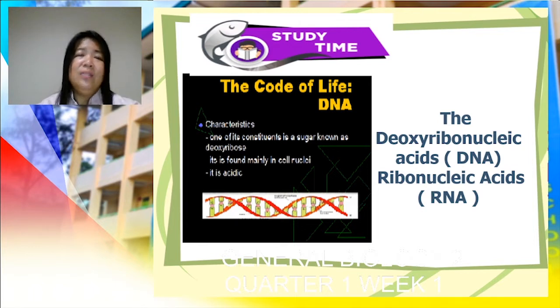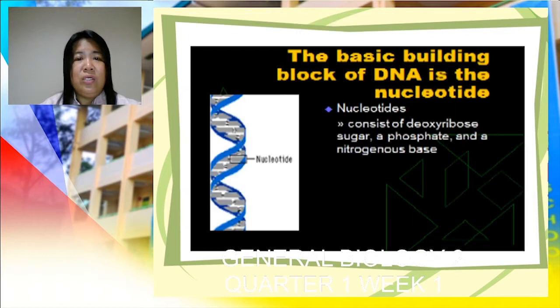So the DNA is the code of life. If cells are considered as the basic unit of life, DNA is considered as the code of life. DNA stands for deoxyribonucleic acid, while RNA stands for ribonucleic acid. So let's discuss this one by one. For DNA, one of its constituents is a sugar known as deoxyribose, that is found mainly in the cell nuclei and is acidic in nature.